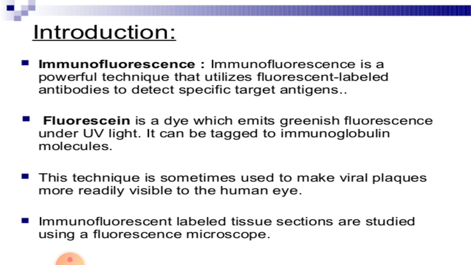Immunofluorescence is a powerful technique that utilizes fluorescent labeled antibodies to detect specific target antigens. Here a dye called fluorescein is used, which emits greenish fluorescence under UV light. It can be tagged to an immunoglobulin molecule. This technique is sometimes used to make viral plaques more readily visible to the human eye. Immunofluorescent labeled tissue sections are examined under a microscope.